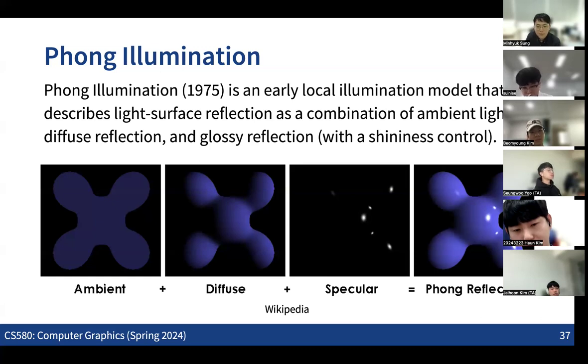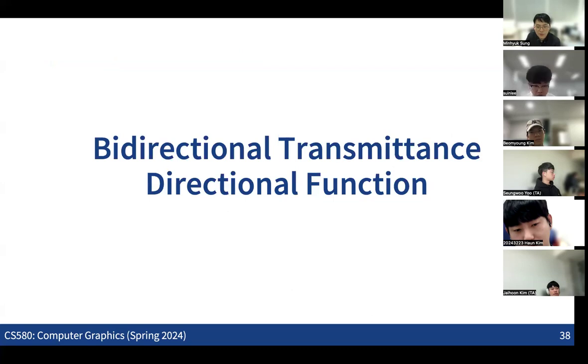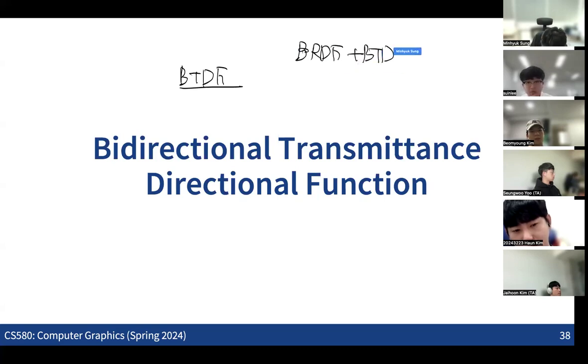So today we are also going to briefly discuss how we can define not only the reflection, but also the transmittance as well. So now we are going to discuss not only the BRDF, but also the BTDF, which is the bidirectional transmittance distribution function. So when you combine the BRDF and the BTDF, this can be called the BSDF, the bidirectional scattering distribution function.